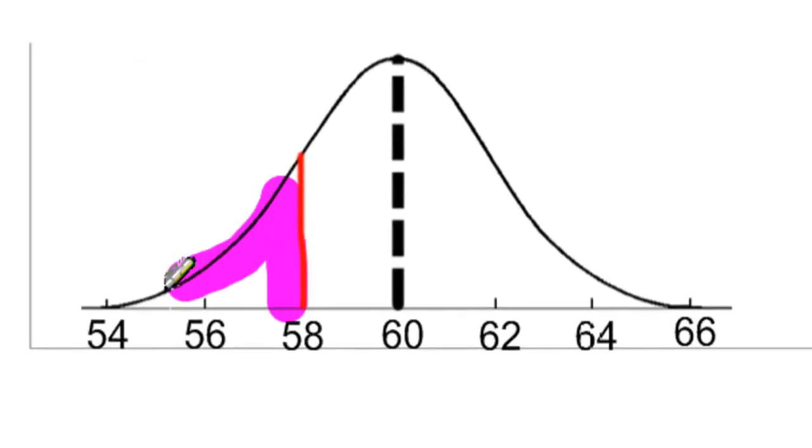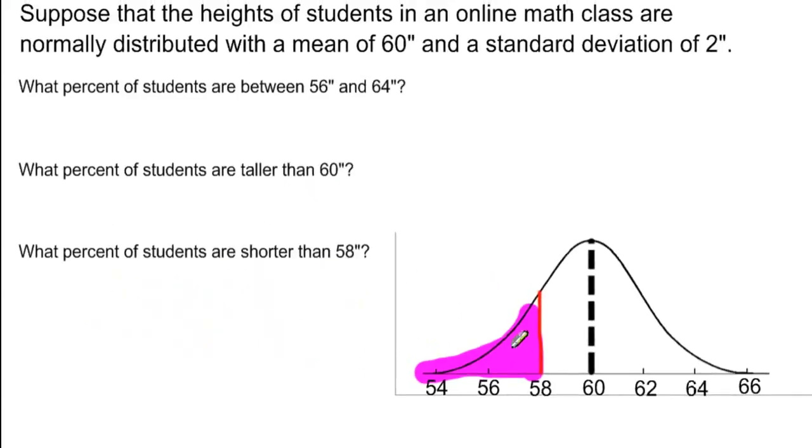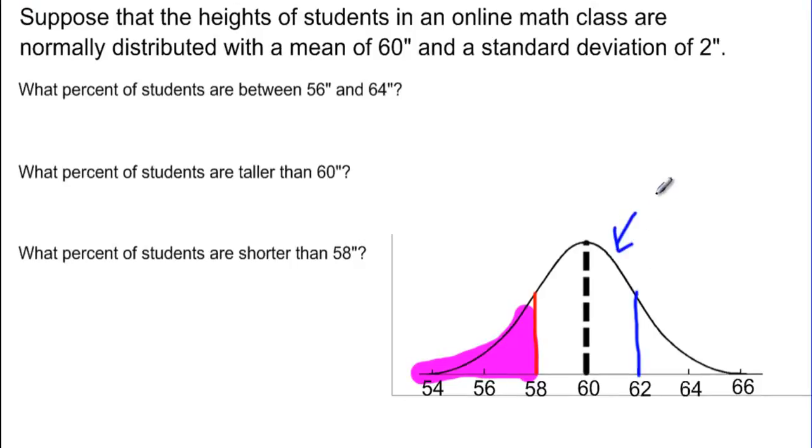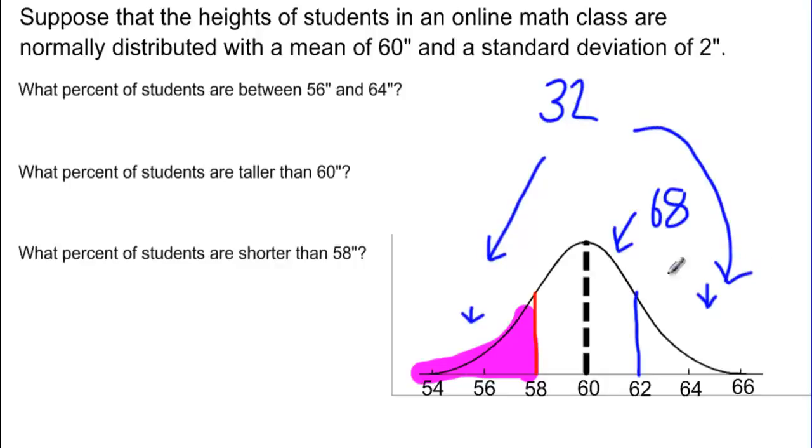So we're actually looking for the percent of students that fall in this shaded portion here. We know that between 58 and 62 inches, 68% of the population lie. That means that on the outside, meaning this shaded portion here and this shaded portion here, we have the remaining percent of the population. So taking the total population, 100%, and subtracting this 68, we know that on the outside of 68% lie 32% of the population. Half of that 32 must be here, and the other half of that 32 must be here. Therefore, we know that 16% lie on this side or in the shaded area. More specifically, we can say that 16% of the students taking the online math class are shorter than 58 inches tall.